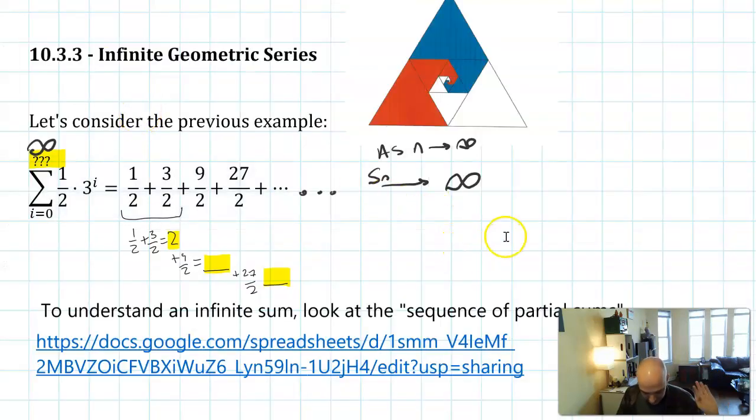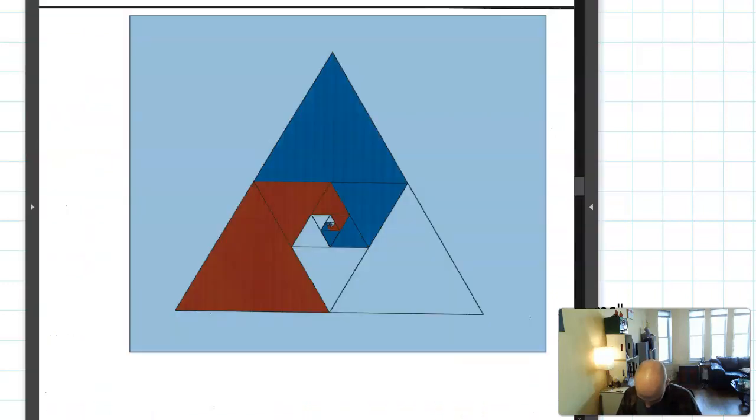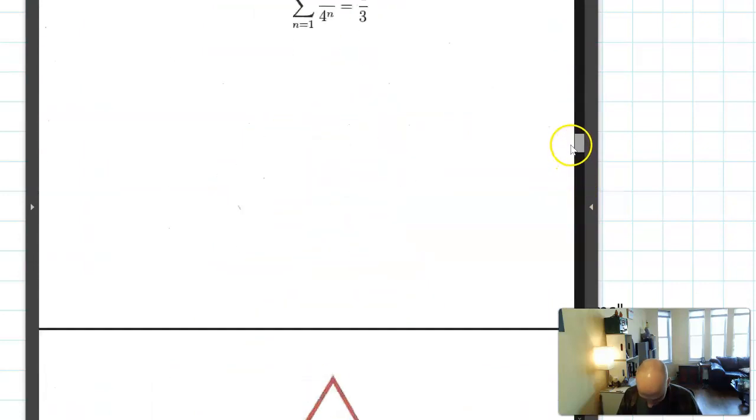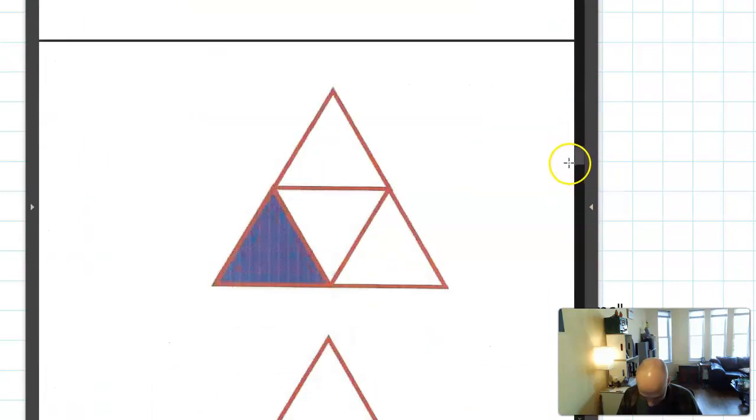All right, so why is this true? How is it that we can have an infinite thing that converges to a finite value? Well, I'm going to share with you a little bit of pictures. So, let me see if I can get this going right. There's that triangle we were looking at. Let's see what this triangle actually means.